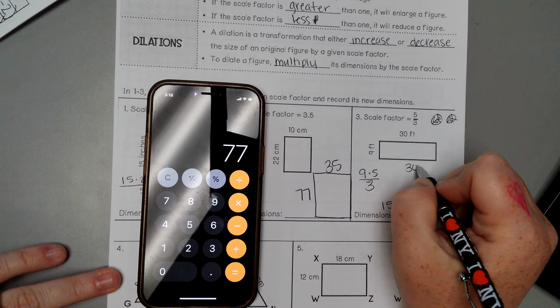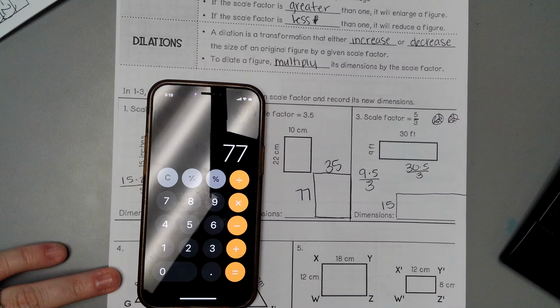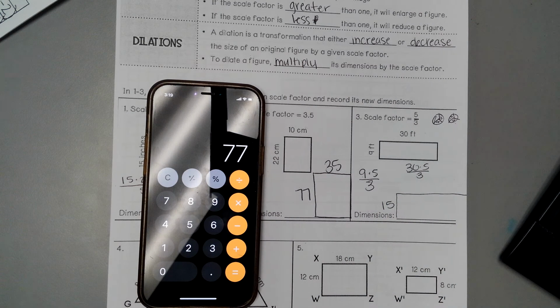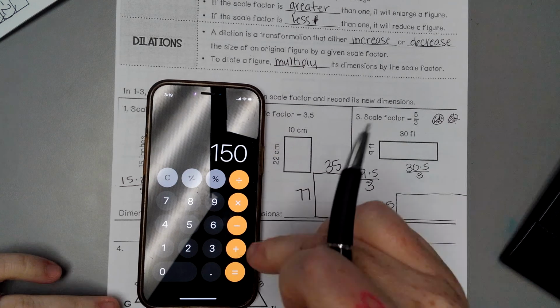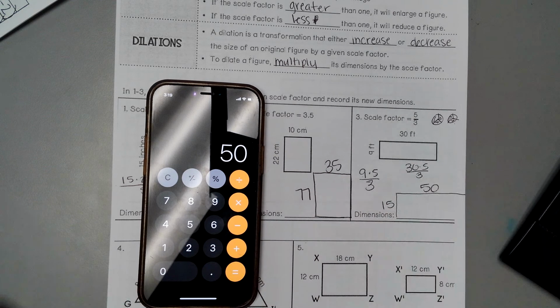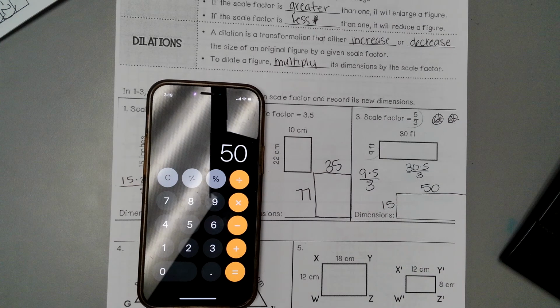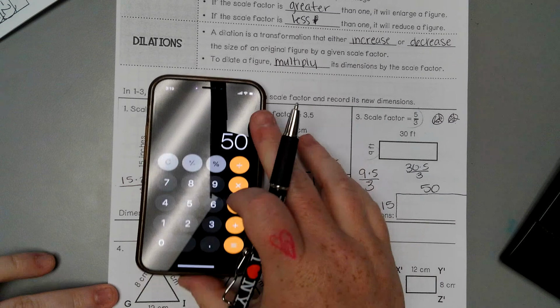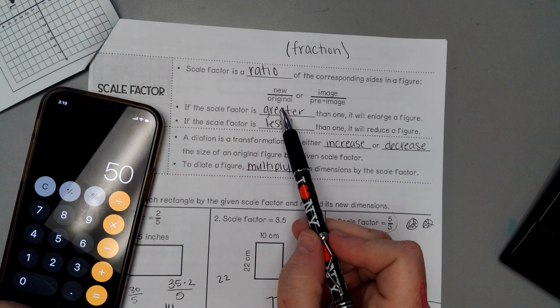And then I have 30 times 5 divided by 3. 30 times 5 is 150. Divided by 3 should be 50. So when you do scale factor, you are just multiplying every single number by whatever your scale factor might be. When you are finding scale factor, that's when these ratios come in handy.